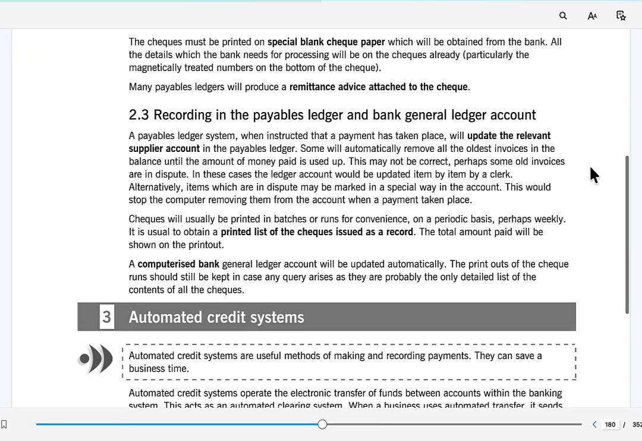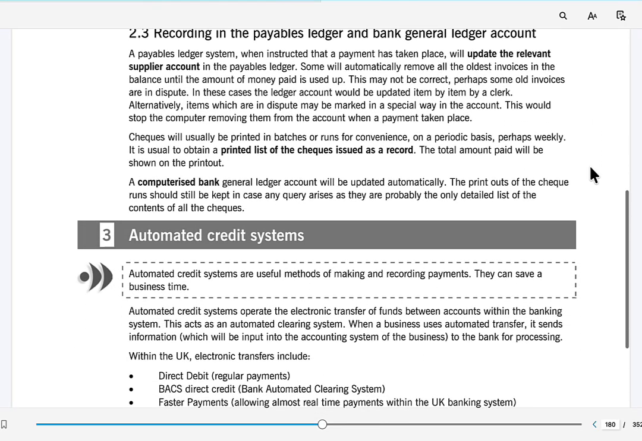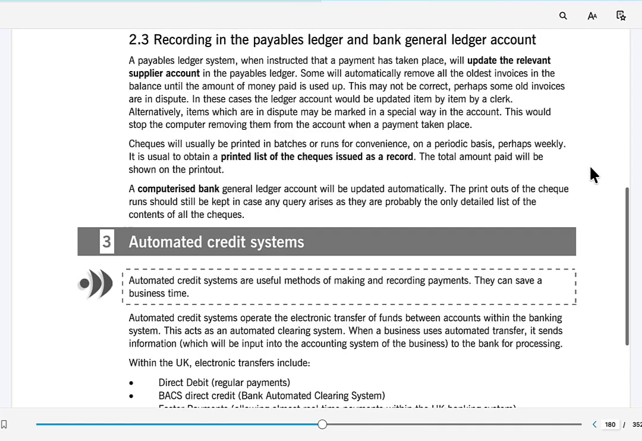All right, class. Now we move to lesson 2.3, which is recording in the payables ledger and the bank general ledger account. This lesson is very important because it explains what happens inside the system after we record and issue a supplier payment. It also teaches us a real problem that can happen if the system allocates the payment to the wrong invoices. So we need to understand both the advantage and the risk. Let's start slowly and clearly, like we are in a real accounts office.